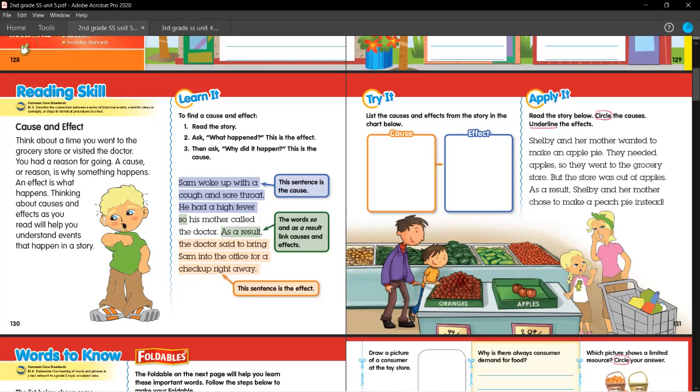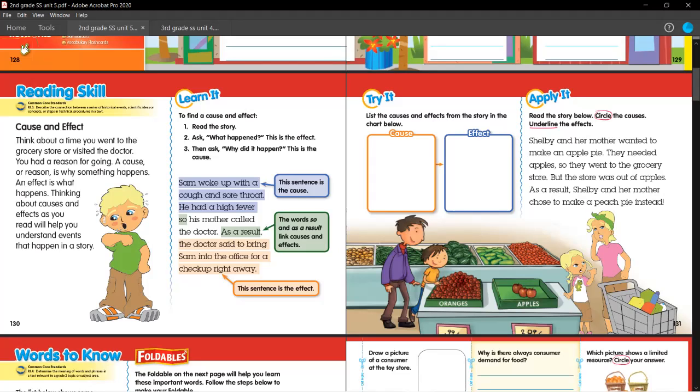Now the first sentence highlighted in blue, this is the cause. So Sam woke up not feeling well. The words "so" or "as a result" are linking words that tell us that the effect is coming right after. So it links the cause to the effect. So first we have the cause, we have that linking word or phrase, and then the effect. So as a result, the doctor said to bring Sam into the office for a checkup right away.